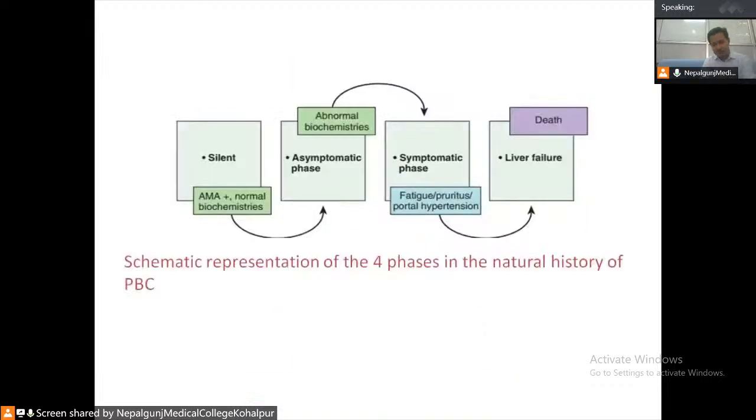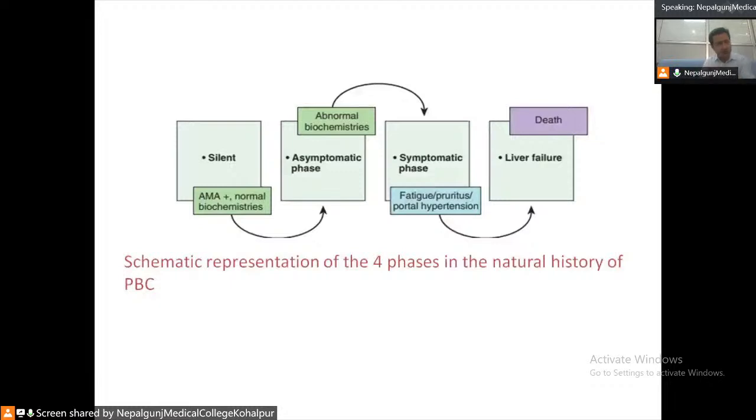So what is the natural history of PBC? Okay, PBC. There are four stages. One is the silent stage. Silent means the patient may have PBC but no symptoms. If you do liver biochemistry, this is also normal. It means these patients are undiagnosed.